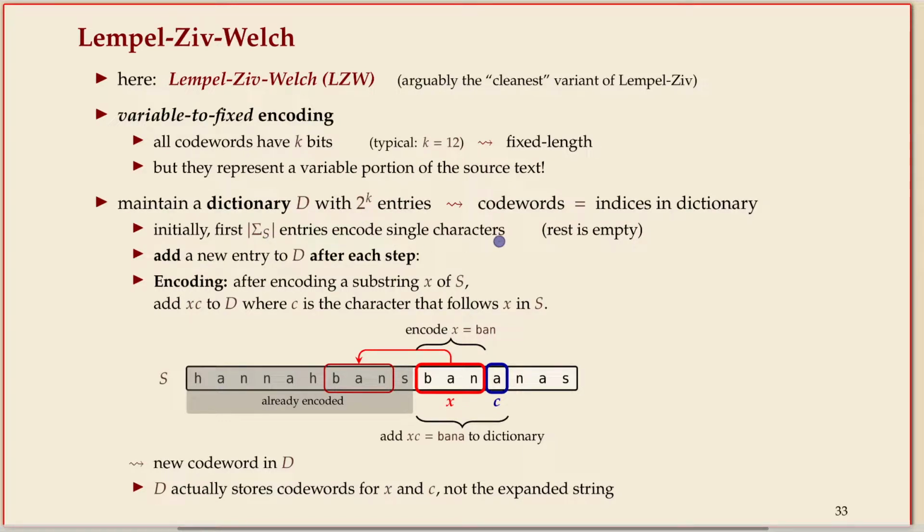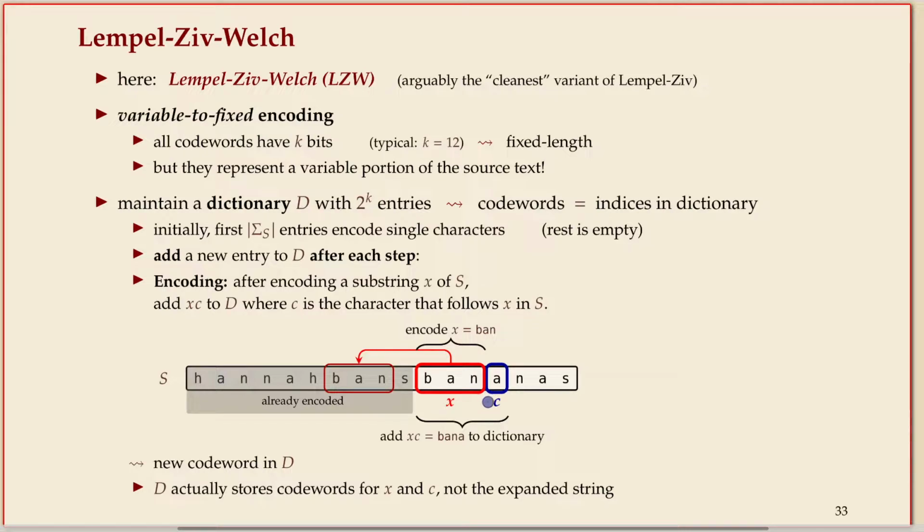We always fill initially the first positions in the dictionary with the single symbols from the alphabet. We need that to get started. And then whenever we encode one portion of the text, we add something new to the dictionary. And maybe let me explain that in the picture. So we store something new.